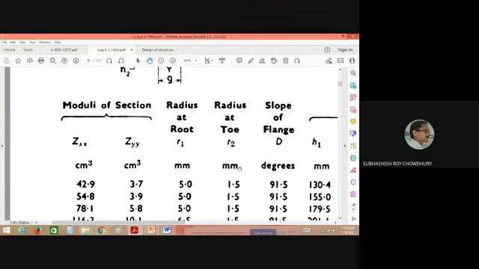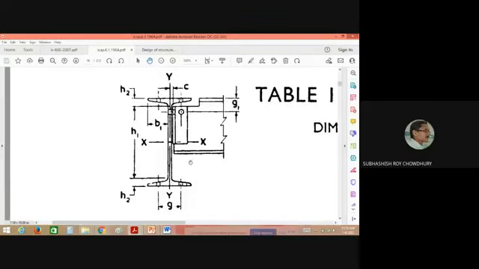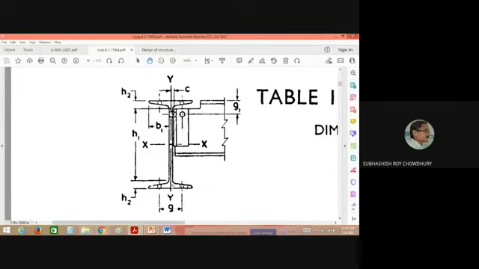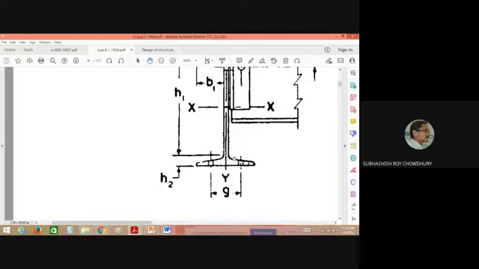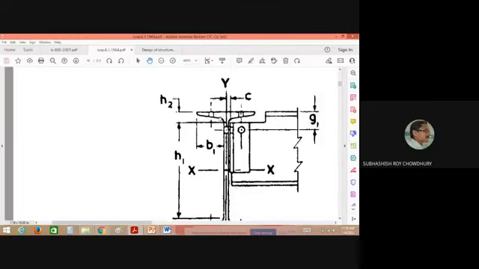What is root radius? If you look at this cross-sectional view, you will see that there is a curvature. I can zoom it more. There is a curvature here. This is the flange part and this is the web part. So at the junction of the flange and the web, there will be a circular curvature. And also here at the top portion, at the junction between the flange and the web, there will be a curvature. This curvature obviously has a standard value.